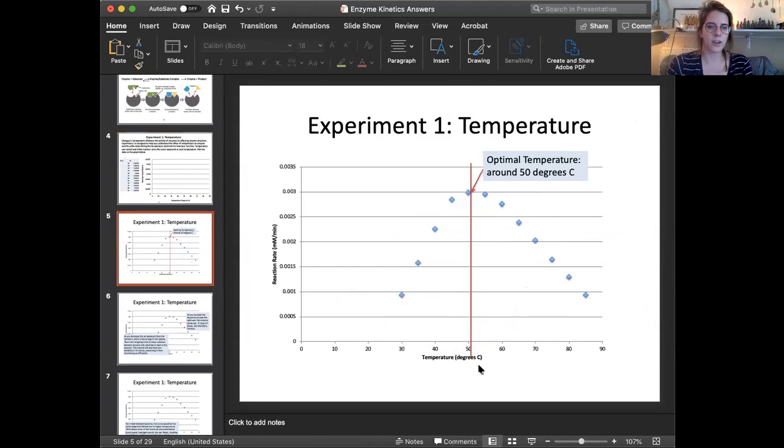So we look at the graph, we can see reaction rate and temperature. We're looking for the optimal temperature. And remember, we said that typically we consider the Vmax to be the optimal because we generally want enzymes to be as efficient as possible. So that's why we consider highest speeds to be optimal. We can see that this occurs at around 50 degrees Celsius.